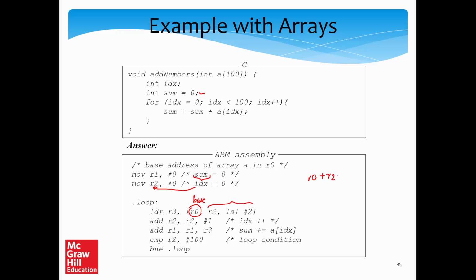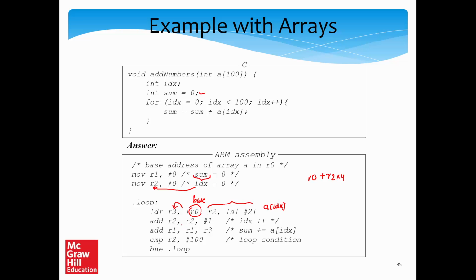times 4. The reason 4 comes is because one integer is 4 bytes and we are accessing memory at the level of bytes. So we'll take one register R2 which contains the index, multiplied by 4, which is the same as shifting it to the left by 2 positions. So R2 LSL #2. So this gives us the address of A[idx]. We read the value from memory and put it in R3.